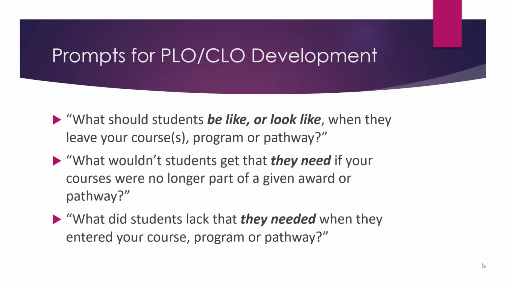Recall back in Video 3, as we studied the college mission, vision, values, and equity statements, we considered questions regarding our students and what we wanted them to look or be like when they left our college. Let's revisit those questions. With respect to responsibility, what should students be like or look like when they leave your course's program or pathway? What wouldn't students get that they need if your courses were no longer part of a given award or pathway? Also, what did students lack that they needed when they entered your course, program, or pathway?